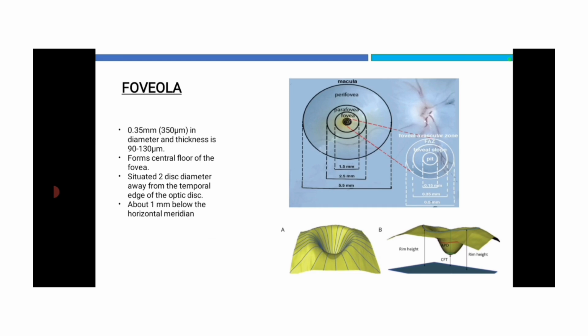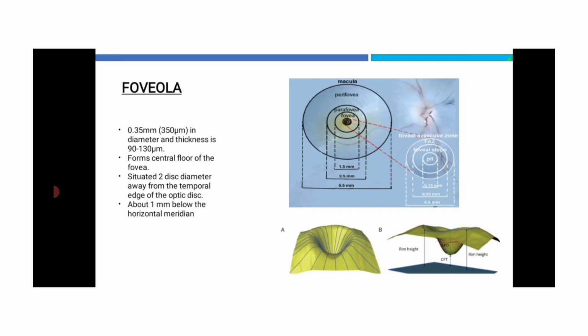At the center of the fovea, there is a lateral or centrifugal displacement of the inner layers of the retina so that a central concave indentation is produced, which we call foveola. The foveola measures about 0.35 mm in diameter and 0.13 mm in thickness. It is situated about 2 disc diameters away from the temporal edge of the optic disc and about 1 mm below the horizontal meridian. Now as we can see, foveola is a 3D structure which has a margin, a slope and a pit at the bottom.